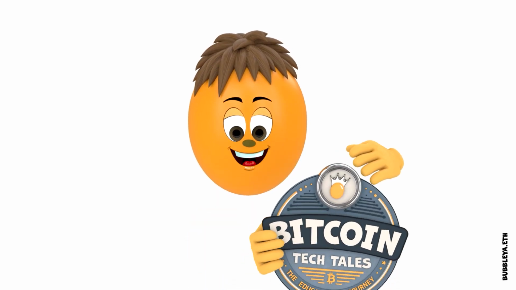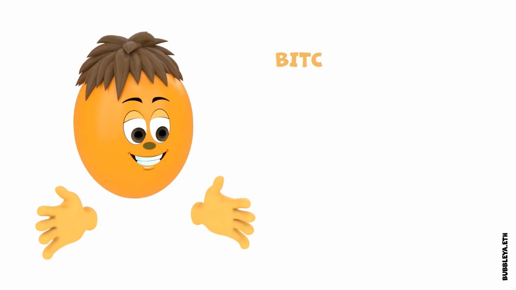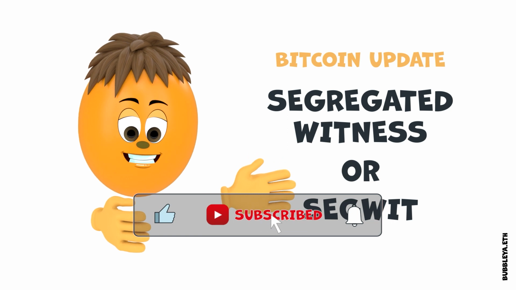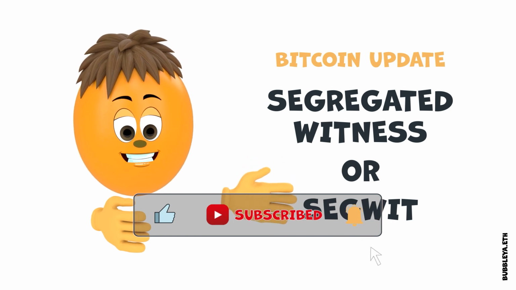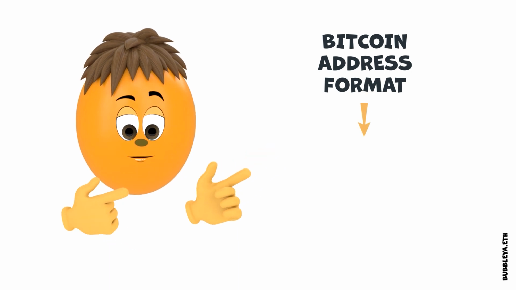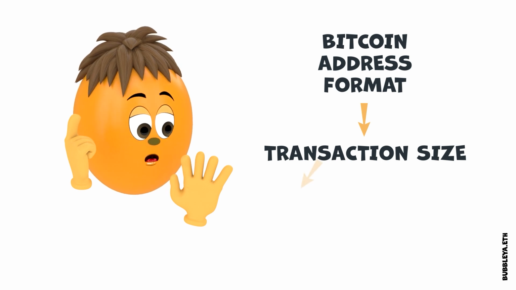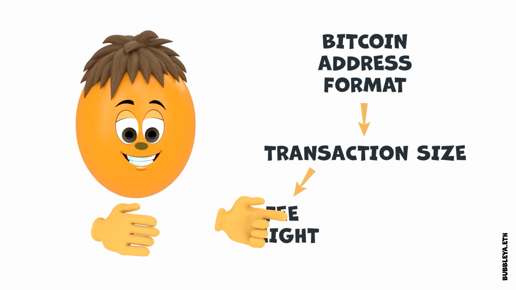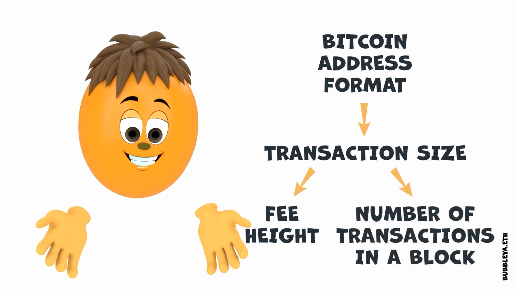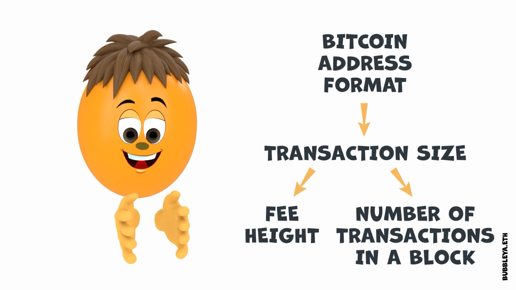Welcome back to another exciting episode of our Bitcoin Tech Tales series. Today, we'll dive into the technical side and discuss an essential update to Bitcoin called Segregated Witness, or SegWit. We will also explore how Bitcoin's address format impacts transaction size. This matters because larger transaction sizes mean higher transaction fees. Moreover, transaction size can affect the number of transactions that fit into a block, given the block size limit.